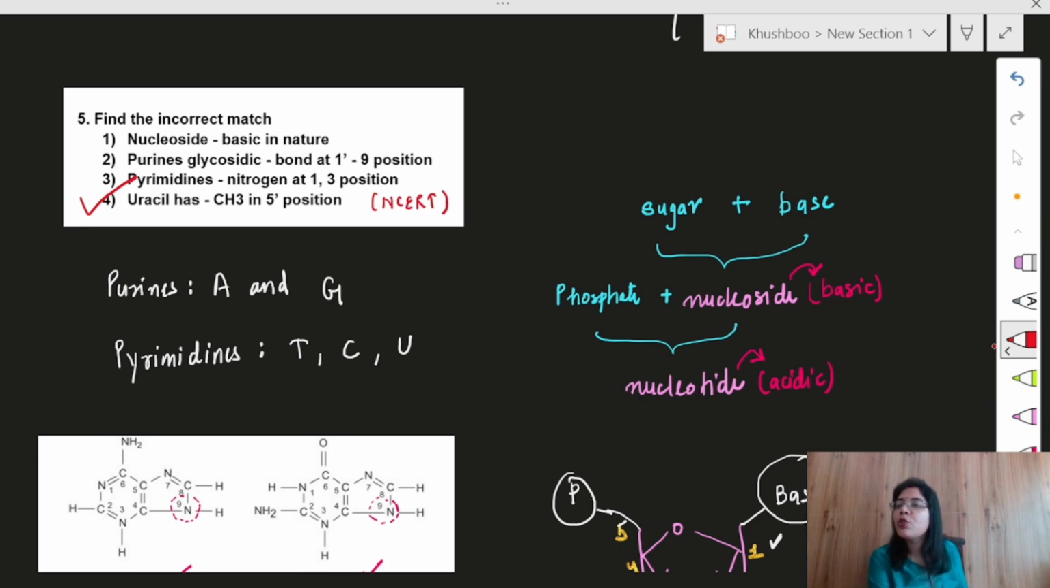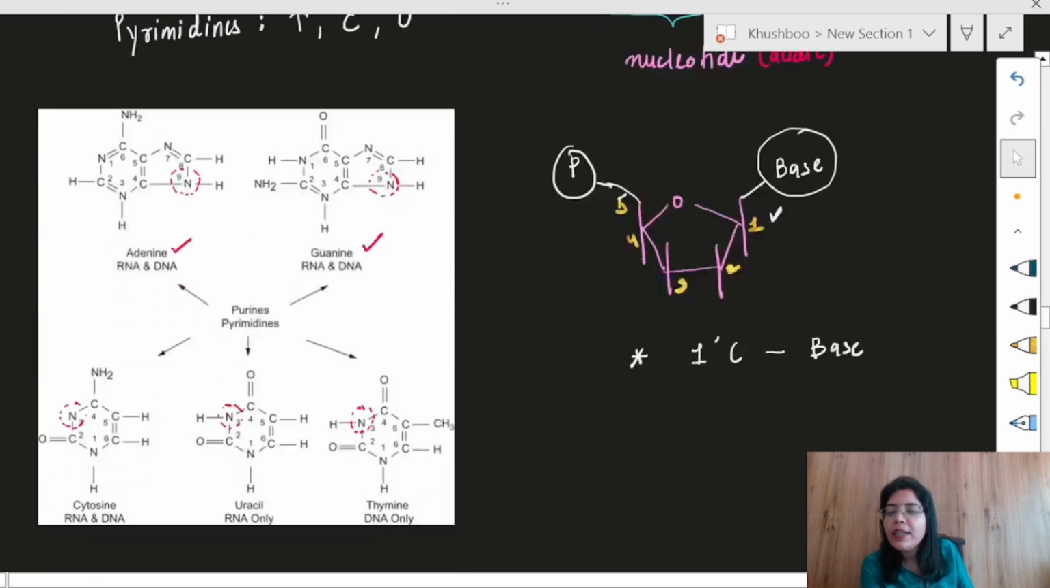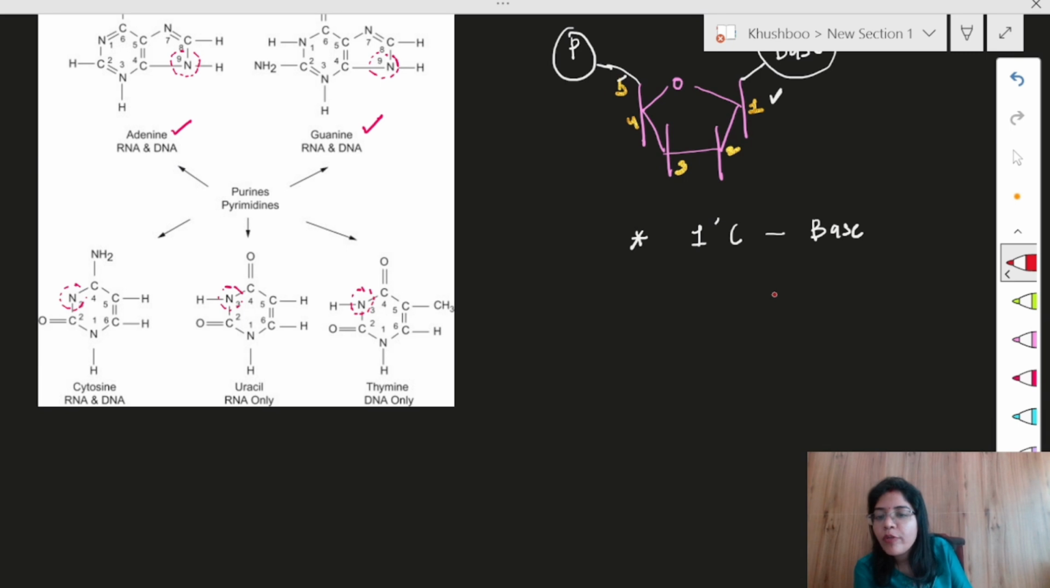So do not think that this question is out of NCERT. No, you have to eliminate and get the answer which is given in your NCERT. Okay, if you check here, just see the diagrams of uracil and thymine and tell me what is different here.